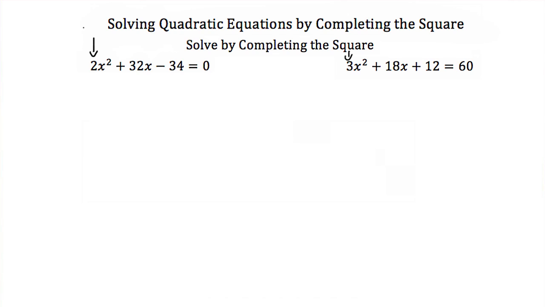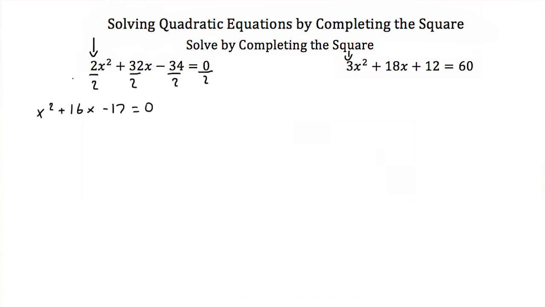So the way to solve these problems then is just to divide through your whole equation by your leading coefficient. In this case, 2. So if we have 2x squared plus 32x minus 34 is equal to 0, we would divide everything by 2. If we do that, we end up with x squared plus 16x minus 17 is equal to 0.